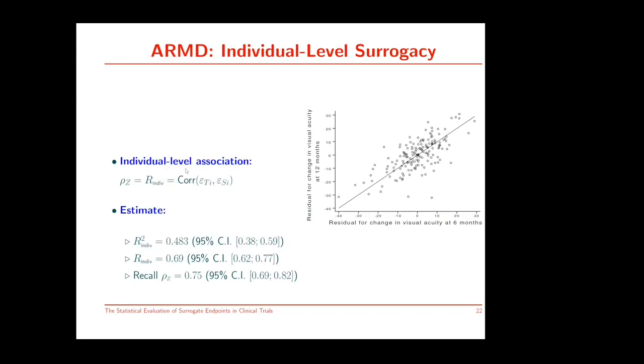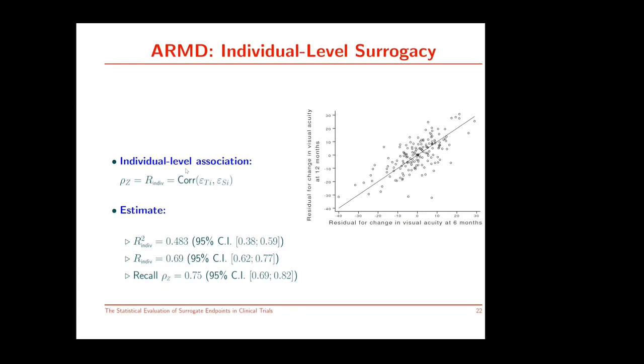You can also do that at the individual level and say, okay, given now not a trial, but an individual patient, if I know from that patient the treatment allocation and the response to the surrogate, how well can I predict the response to the true endpoint? And recall that for the ARMD trial, the adjusted association was 0.75. The R-square at the individual level is 0.50. And that's actually reasonably close because the R-square, if you translate that into an R by calculating the square root, you get a number 0.70, which is fairly close to the adjusted association. So that's what I said earlier.